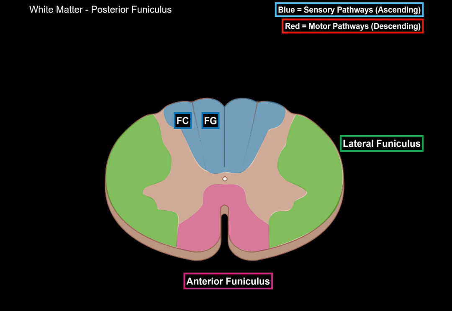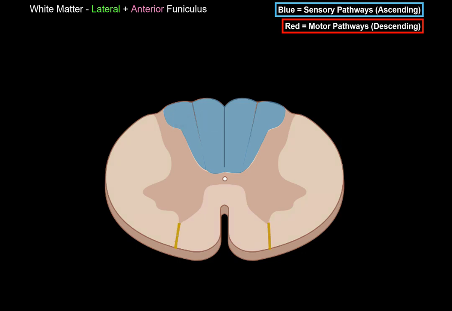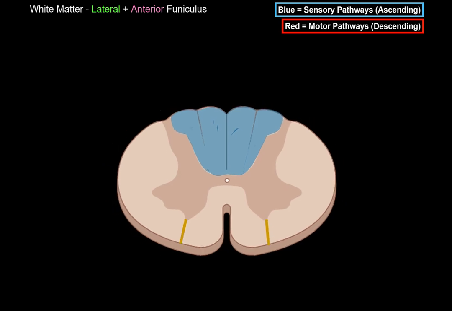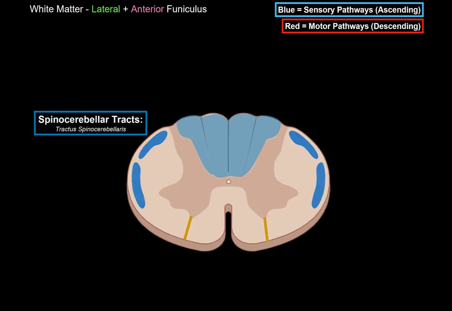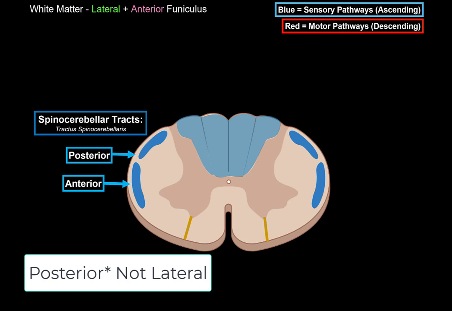Next, let's do the lateral and the anterior funiculus together, because you will find tracts that do the same but are present on both the lateral and the anterior funiculus. Just remember that these two funiculi are divided by connective tissue, and I will represent the connective tissue using these two brown lines. The first tracts are ascending tracts located on the lateral funiculus, called the spinocerebellar tracts. We have two: the anterior spinocerebellar tract and the posterior spinocerebellar tract.